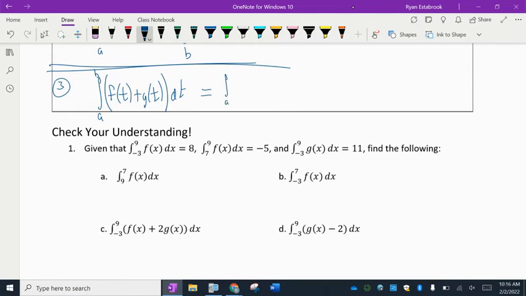What can we do? Well, we can split it, dt, into two different integrals. So instead of doing the whole sum at once, I can find the integral of the first part, find the integral of the second part, and then add them together. I don't have to try to think about doing it all at the same time.